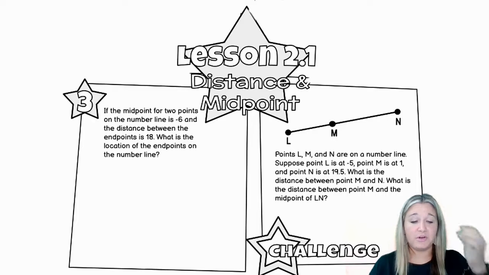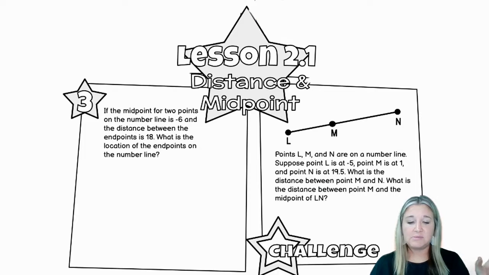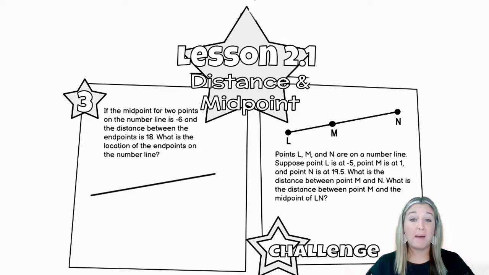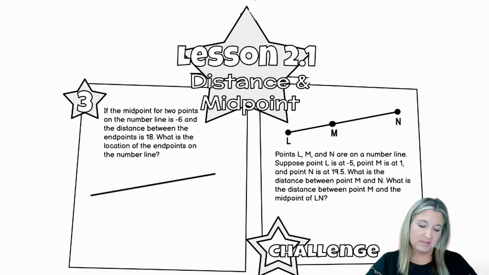All right, the third example says if the midpoint for two endpoints on the number line is -6 and the distance between the endpoints is 18, what's the location of the endpoints on the number line? So there's no picture here, so that makes this one a little bit more challenging. So let's map this out a little bit so we have a better idea of what it looks like in our head. So we know that the midpoint is -6.